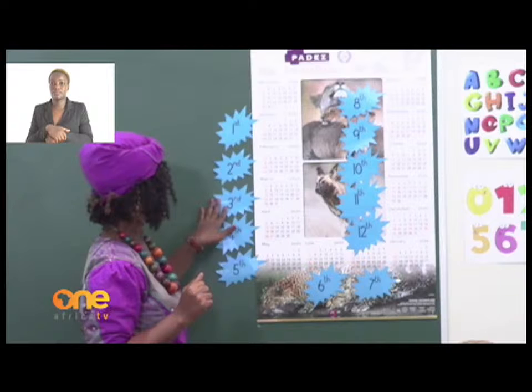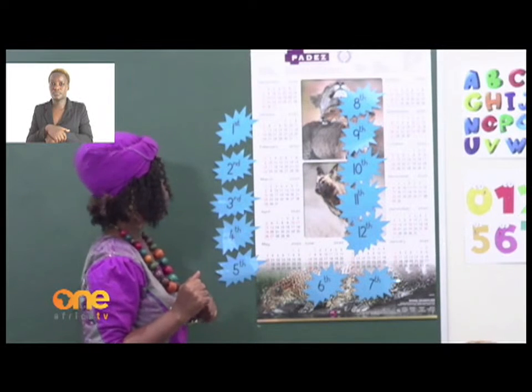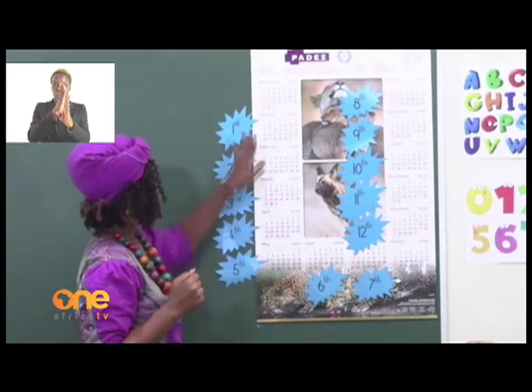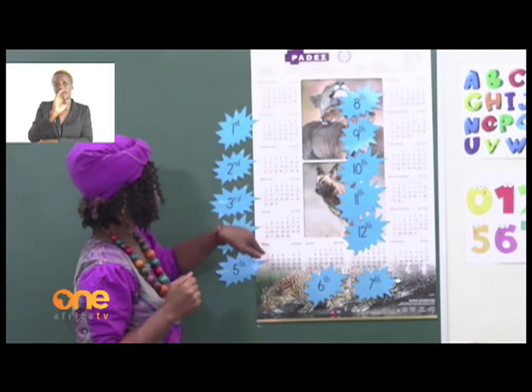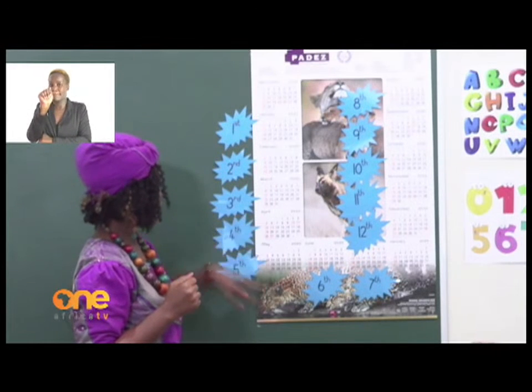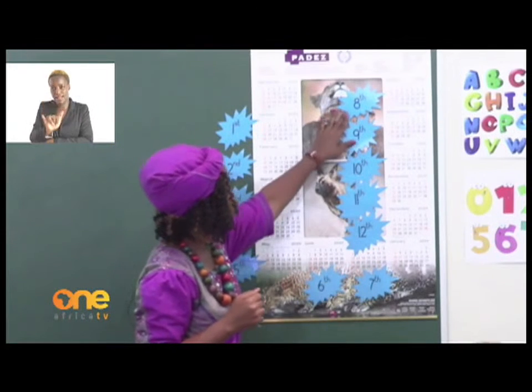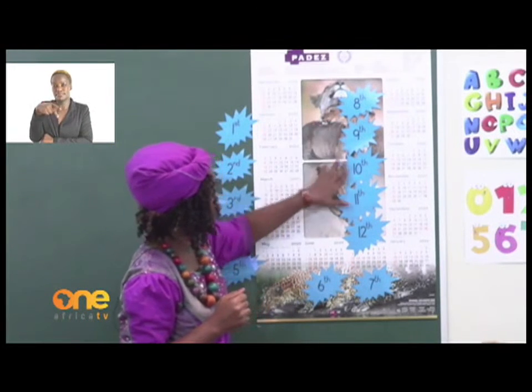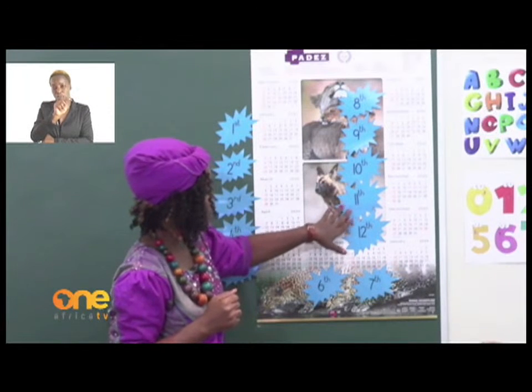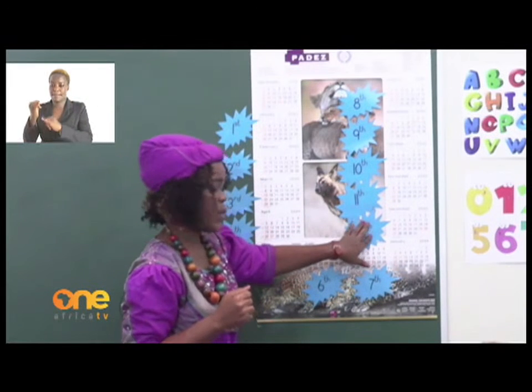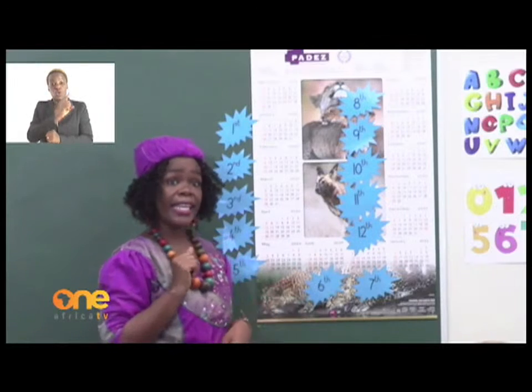Okay, that's how we count the names of the months orderly, according to our calendar. We have January, February, March, April, May, June, July, August, September, October, November, and December. So we have 12 months in a year.